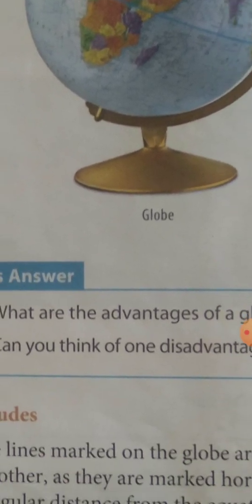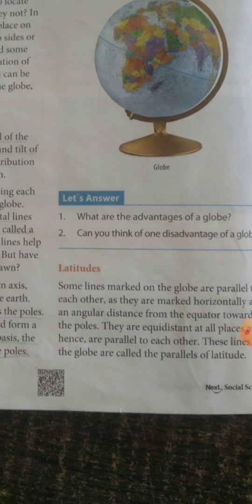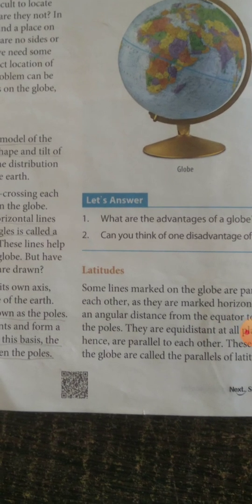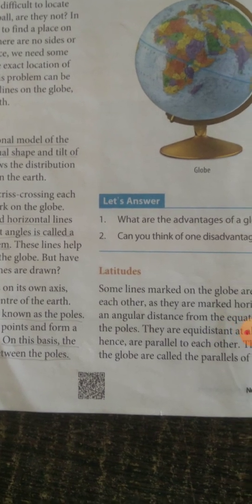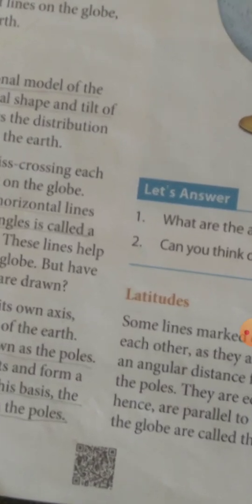Okay, next we will study latitudes. Latitude means the angular distance of a place from the equator, measured from the center of the earth. It is known as the latitude of a place.